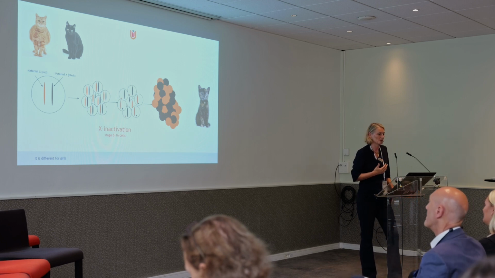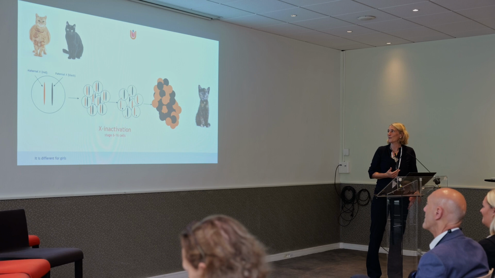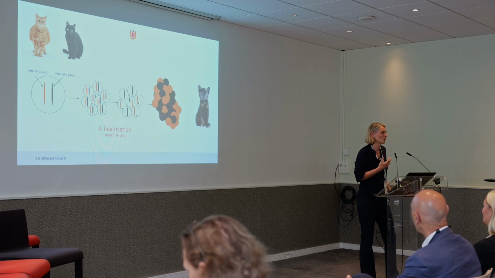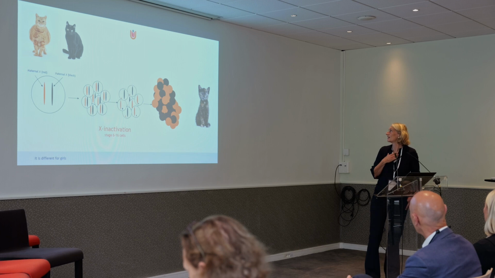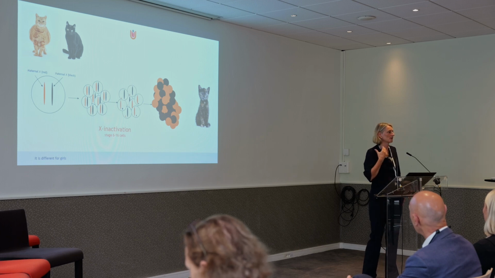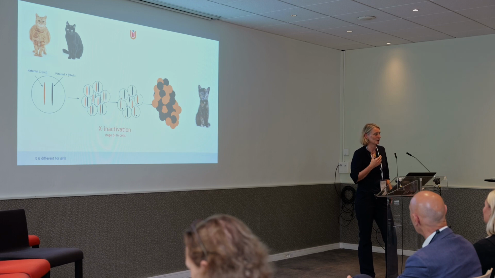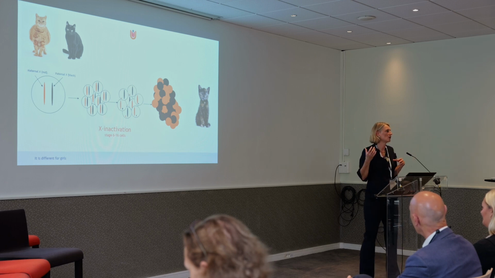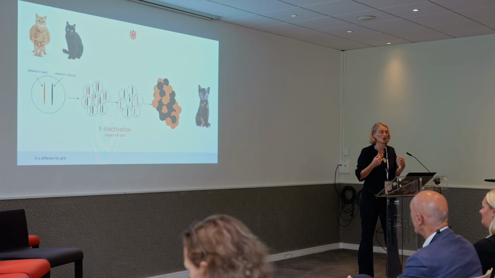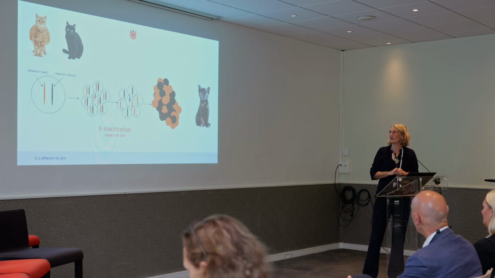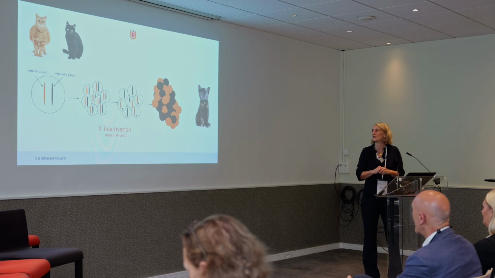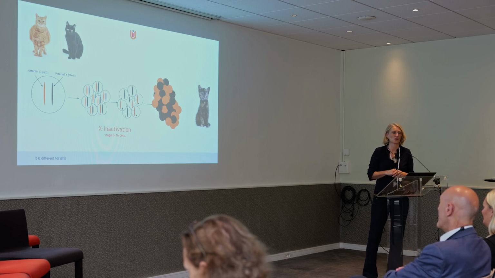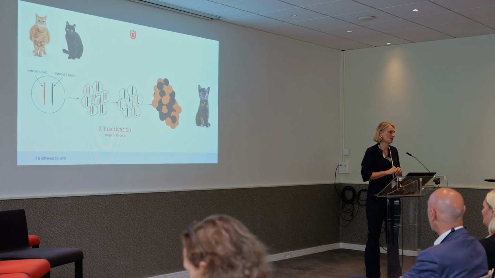To understand the consequences of X inactivation, the best way to understand that, I think, is always to look at this beautiful kitten. Because there's a gene for the color of the cat on the X chromosome. So one variant of this gene causes a black coat, and another variant of the gene causes a red coat. So if you have this red mother cat, she will pass on an X chromosome with the red copy of the gene, and this black father cat will pass on an X chromosome with a black copy of the gene.